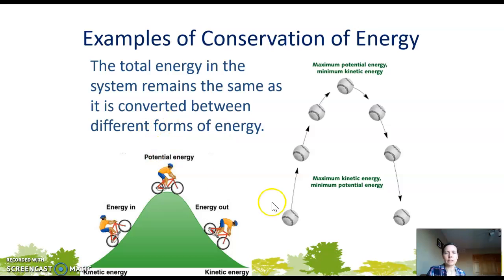So in both of these cases, as it goes up, it gains potential, loses kinetic. As it goes down, it gains kinetic, loses potential. So it's switching back and forth between potential and kinetic. Now you can have both at the top. If it's going straight up, it's going to stop and not have any kinetic at the top. But if it's going up and over, at the top, it still has some kinetic energy. And likely this biker has a little bit of kinetic at the top.